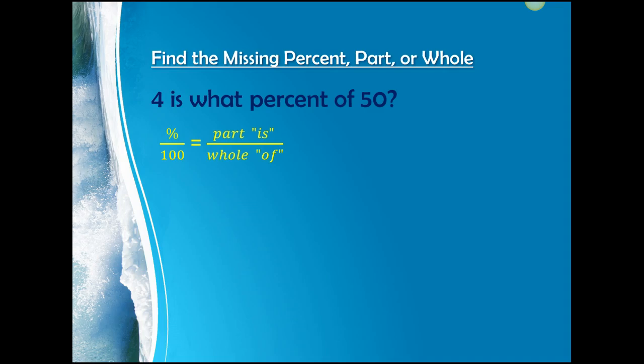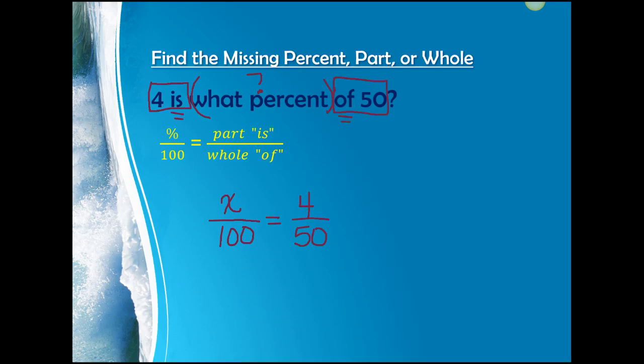Next, let's find 4 is what percent of 50. We first identify the parts of our problem. We have 4 is, which will be the part. We also have of 50, which will be the whole. We are trying to find what percent. That is the unknown value. Percent always goes over 100, but in this case we do not know the percent. So we're going to put our x over 100, and we'll set that equal to 4 over 50. The part of 4 identified by the "is" over 50, which is the whole.